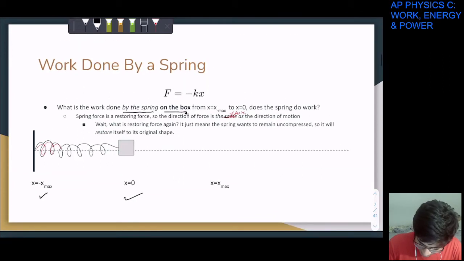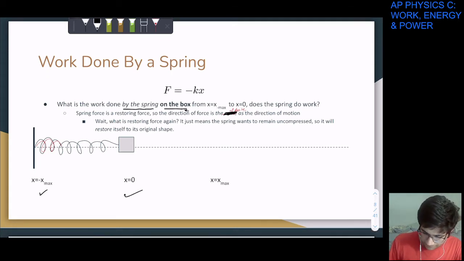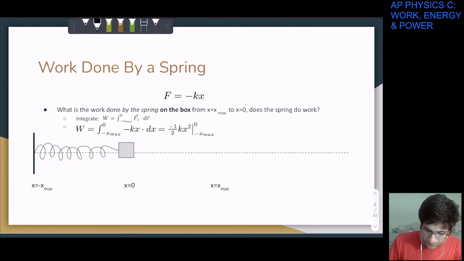This is very wrong here. Wait, what is restoring force, right? The spring wants to remain uncompressed, so it will restore itself to its original shape. So F equals minus kx. So what is the work done by the spring on the box from here to here?